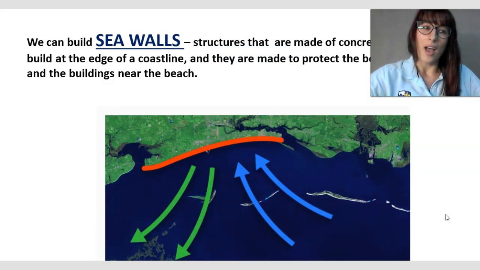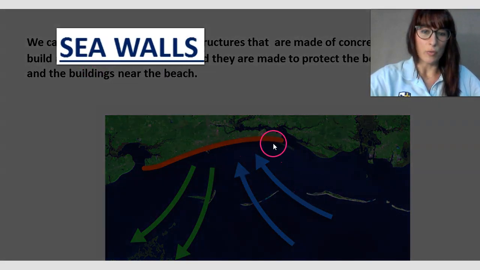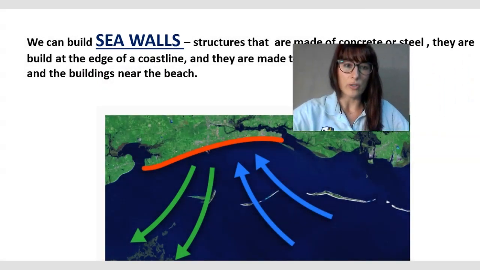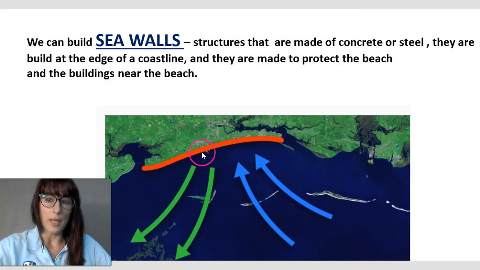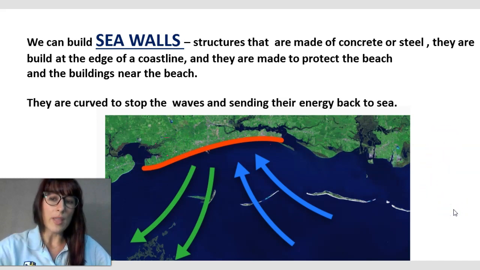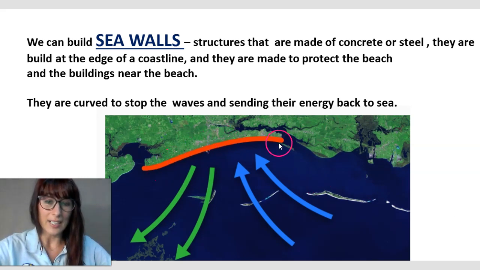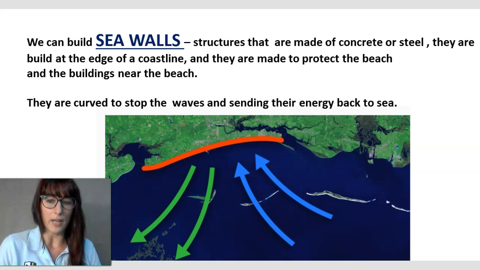So how do beaches prevent wind erosion? What people do is build seawalls. We learned that already: they build structures made of concrete or steel, built at the edges of the coastline, made to protect the beach and the buildings near the beach. When the waves come in, since the walls are curved, they stop the waves and send the energy of the waves back to sea. That's the way seawalls work.